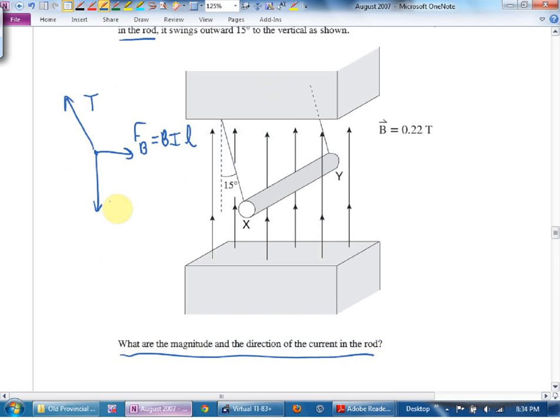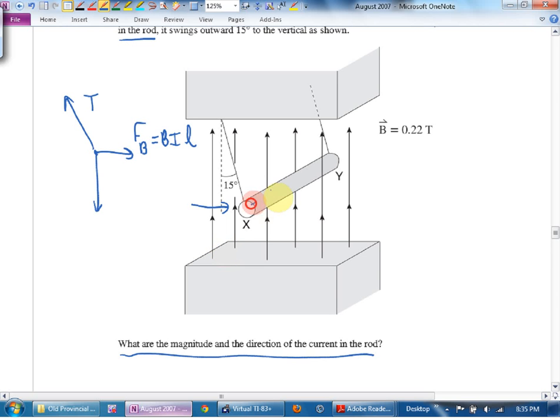Up the page, see the arrows? So palm to the right, magnetic field up the page. My thumb is pointing, I have the current running from X to Y, yes? So there's the direction, magnitude and direction.